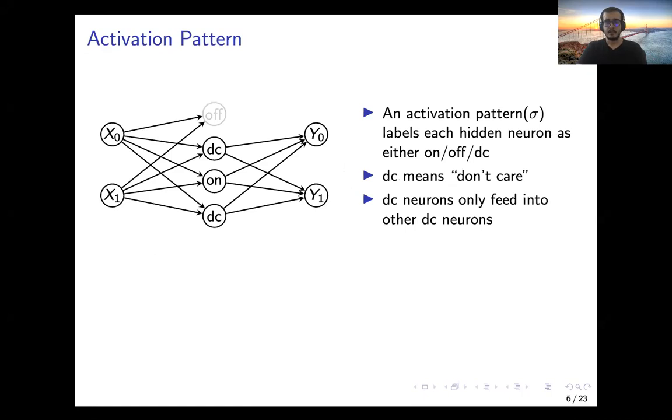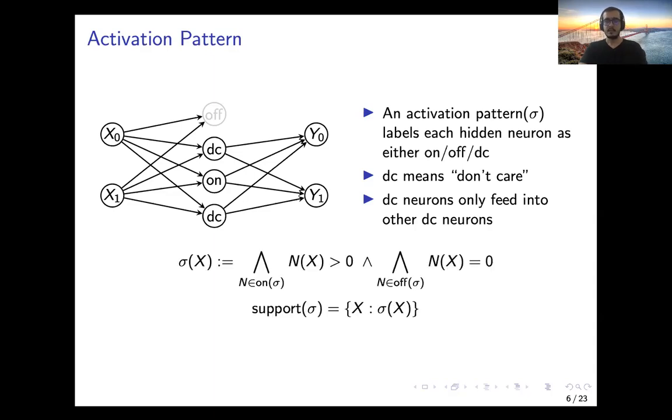An activation pattern is a labeling of neurons such that each neuron is either labeled as on or off or a don't care. We place don't care for neurons for which we do not enforce any constraint on their status. But the invariant we maintain is that every don't care neuron only feeds into either don't care neurons or into the final output, to which we are not placing any constraint anyways right now.